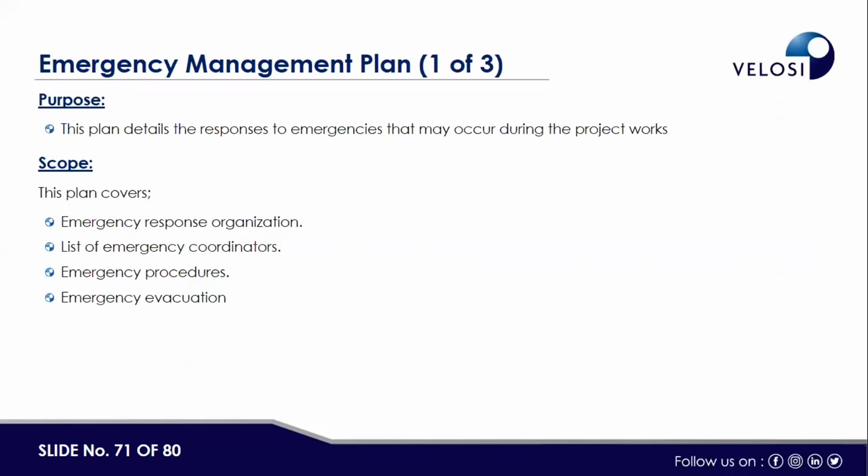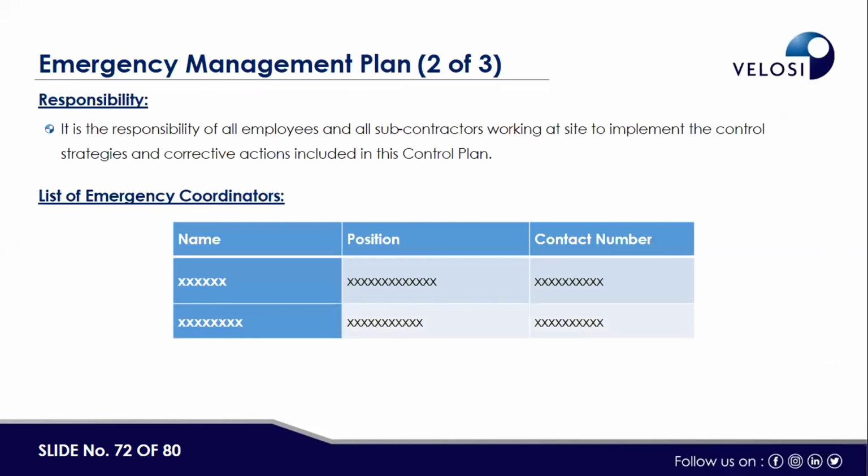Then we have developed the emergency management plan. This plan details the response to the emergencies that may occur during the project. The scope covers emergency response organization, list of emergency coordinators, emergency procedures, and emergency evacuation. So in this one, as mentioned in the previous slide, we have provided the contact details of the persons who are responsible for the rescue, so that the employees can contact them in case of any emergency.